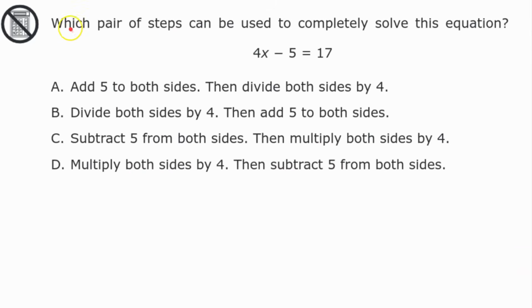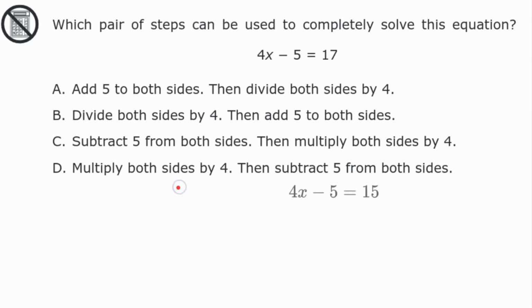Next question. Which pair of steps can be used to completely solve this equation? 4x minus 5 equals 17. Pause now and come back when you're ready. Welcome back. So I'm going to go ahead and just solve this equation before I even look at my answers.